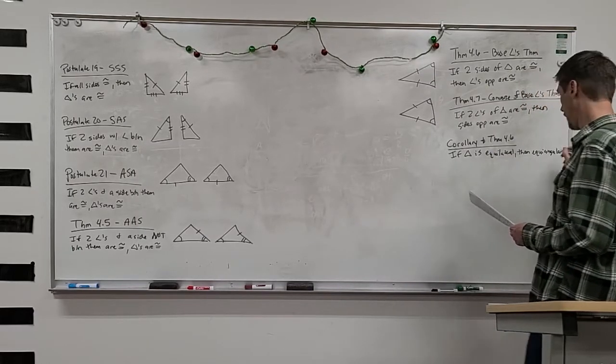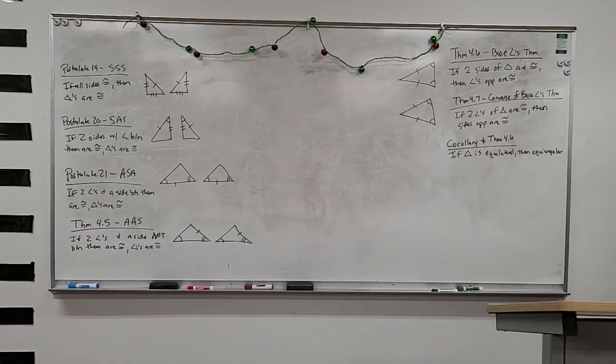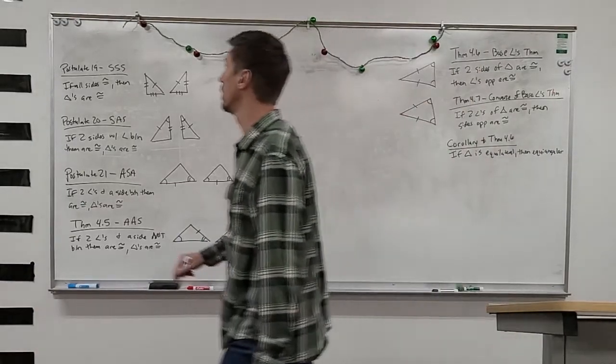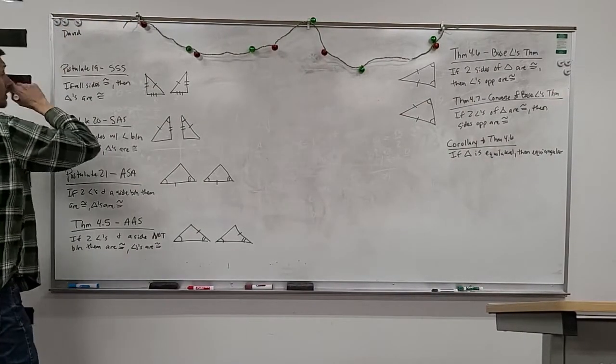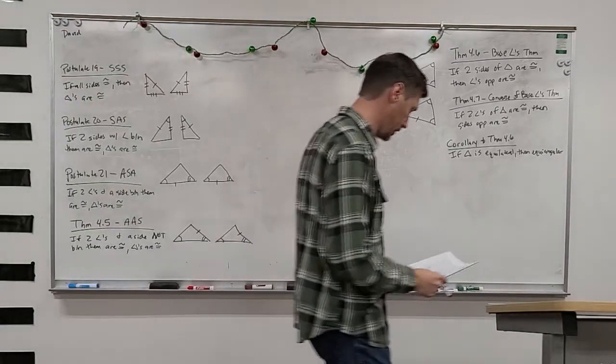So we have a corollary to theorem 4.6, which says that if a triangle is equilateral, what does that mean? It means all the sides are equal. If the measurements of all the sides are the same, then all of the angles will also be the same. So I know some other people have talked, but I've lost track, so we're starting with a clean slate.